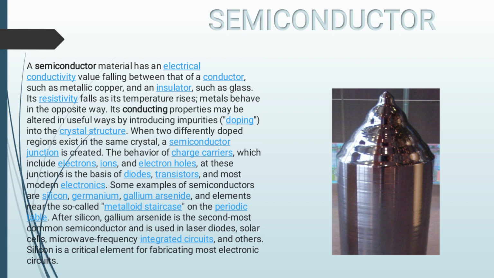What is a semiconductor? A semiconductor is a material with an electrical conductivity value falling between that of a conductor, such as metallic copper, and an insulator, such as glass. Its resistivity falls as its temperature rises; metals behave in the opposite way. Its conducting properties may be altered in useful ways by introducing impurities into the crystal structure. When two differently doped regions exist in the same crystal, a semiconductor junction is created.